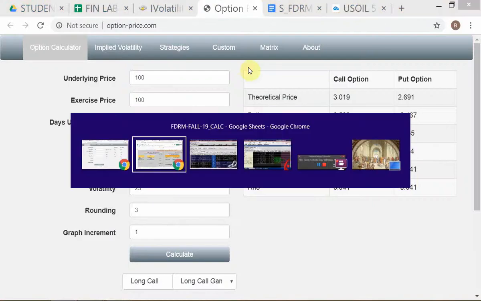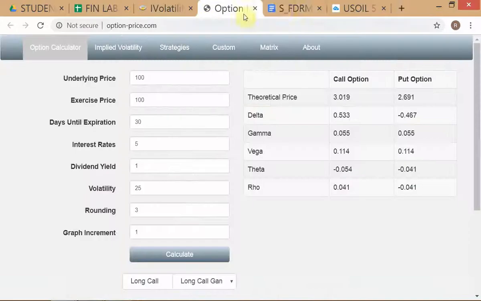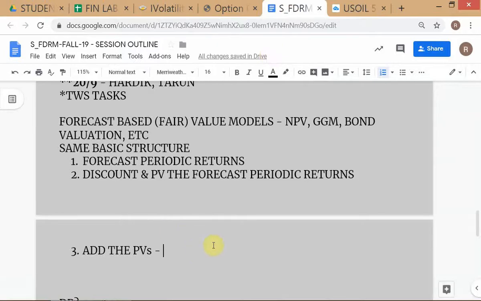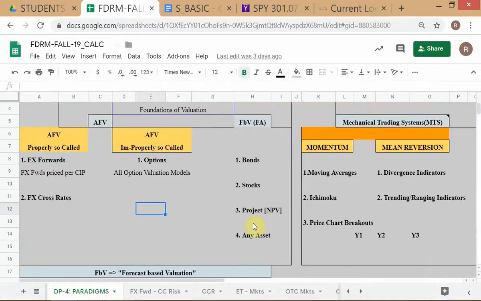Okay, so let's go back to this. The other thing that I wanted to drive home is the fact that these forecast-based valuation models all have the same structure. We'll come back and deal with why later on. Does anyone know what is the difference mathematically between the IRR of a project and the YTM of a bond? Have you done the IRR of a project? You've also done the YTM of a bond? Yes. Okay, so mathematically, what is the difference between these two?